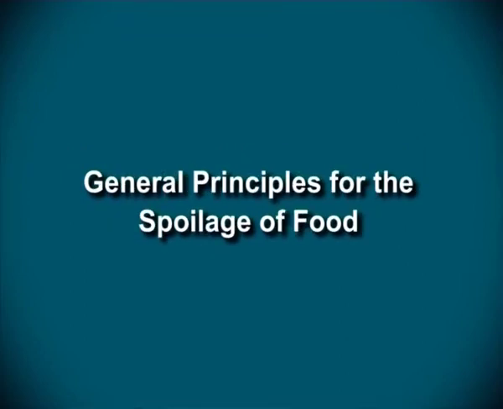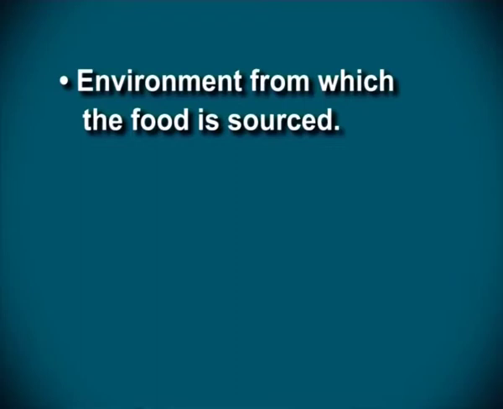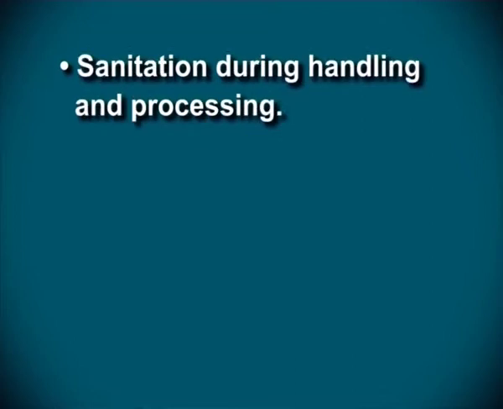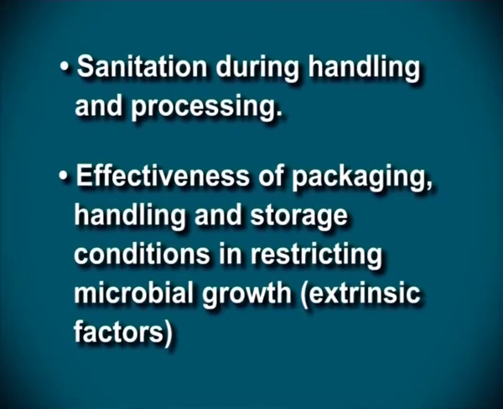General principles for the spoilage of food. The number and type of microorganisms in food are largely determined by the environment from which the food is sourced and the microbiological quality of the food in its raw or unprocessed state, which are called intrinsic factors, and by sanitation during handling and processing, and the effectiveness of packaging, handling and storage conditions in restricting microbial growth, called extrinsic factors.